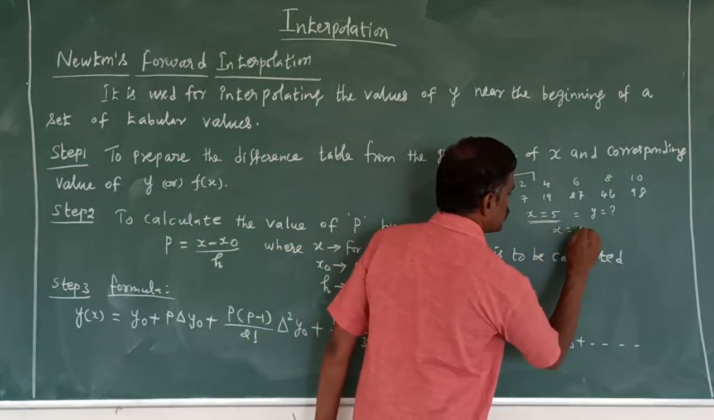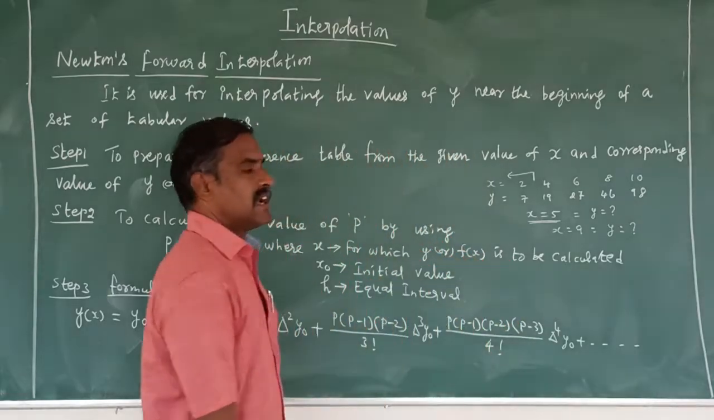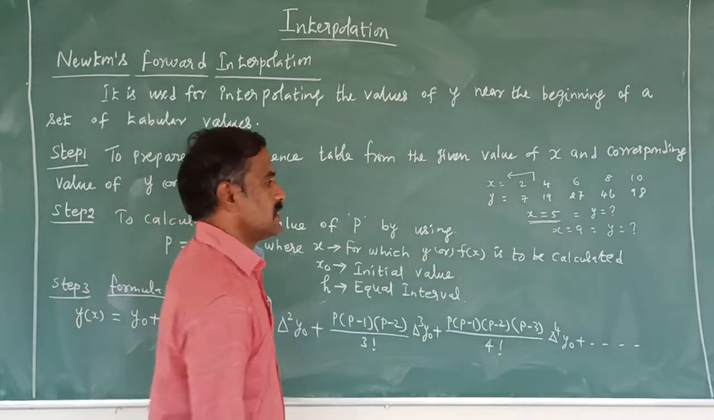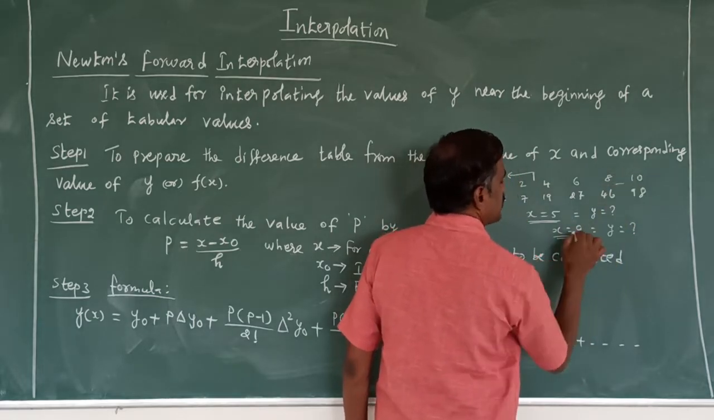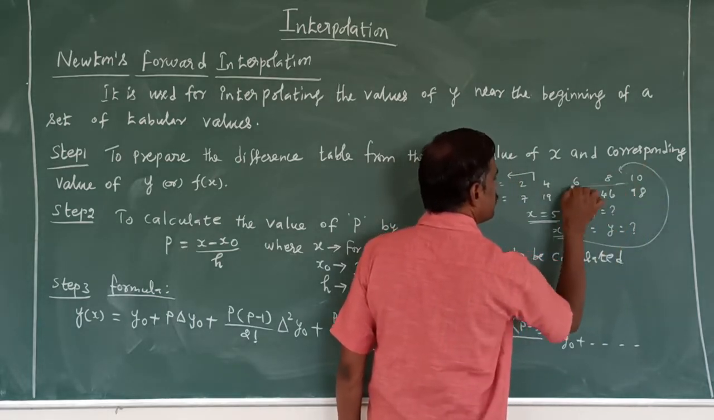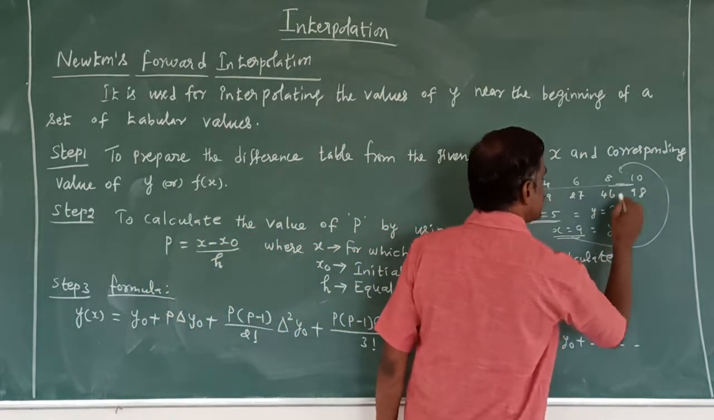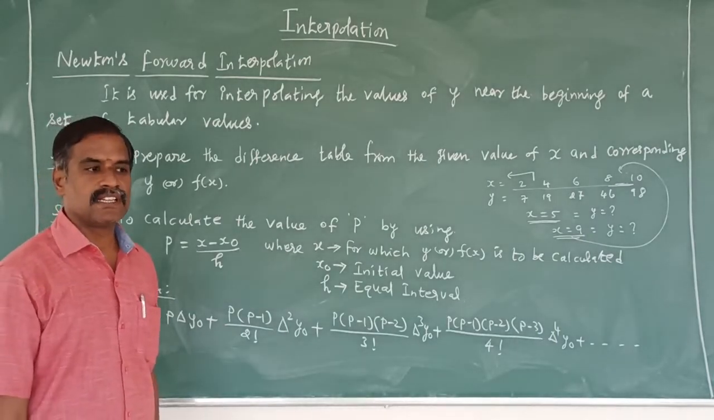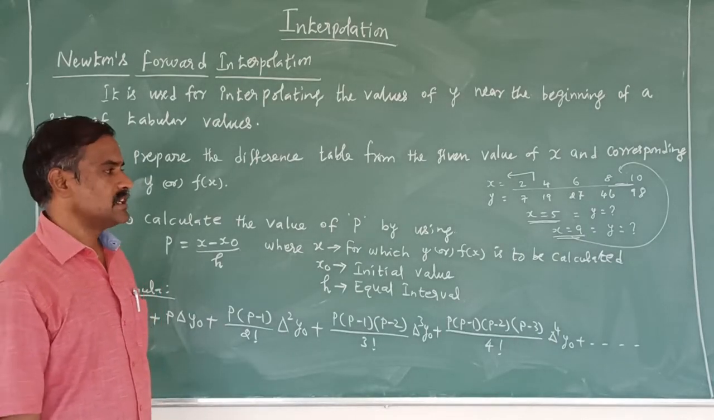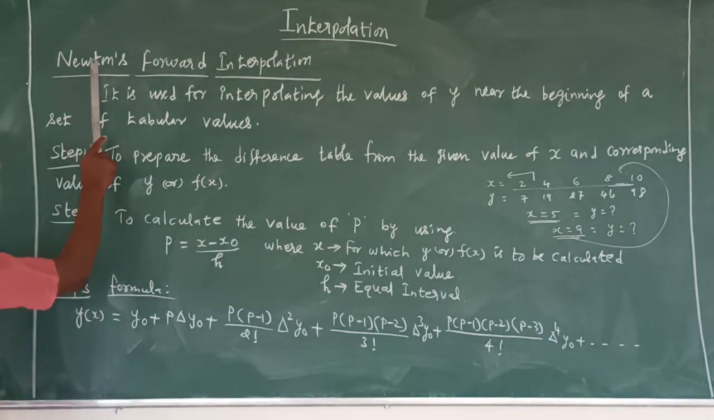Suppose x is equal to 9, to find the corresponding value of y. Here the x value is at the end of the tabular column. At that time we can use Newton's backward interpolation formula. First we will see the Newton's forward interpolation formula.